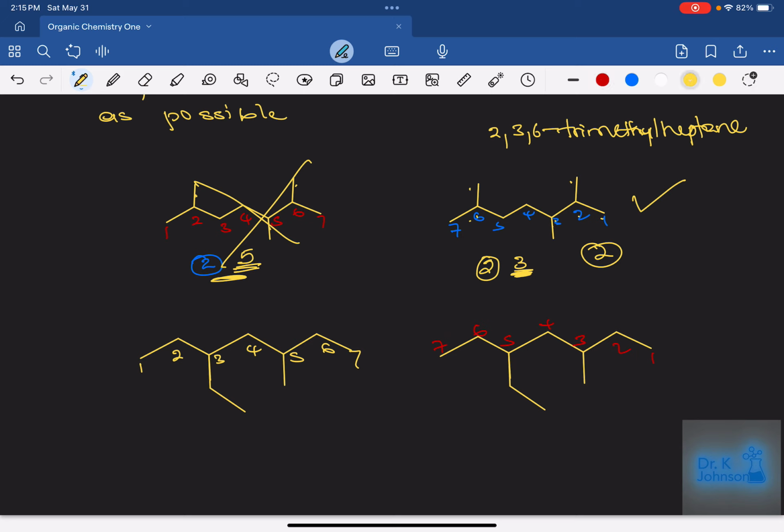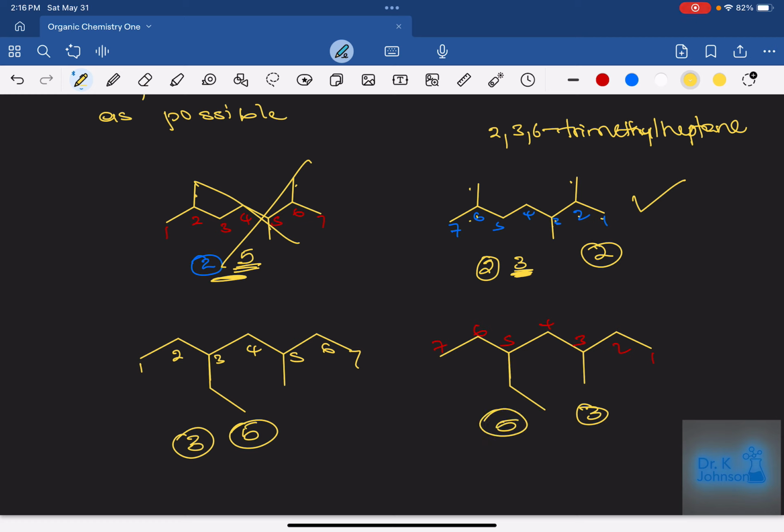You see what's happening over here? Look, the substituent you encounter first over here is on 3. The substituent you encounter first over here is on 3. The substituent encountered first over here is also on carbon 3. Your second substituent in this structure is on carbon number 5. Then look what's happening over here. Your second substituent in this one is also on 5.